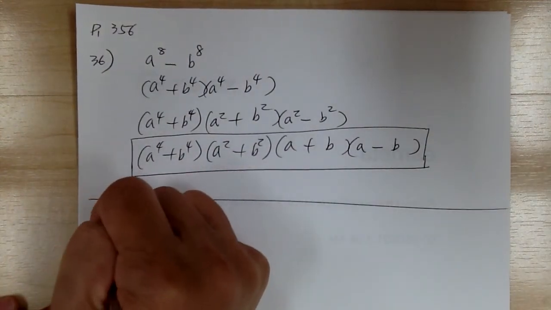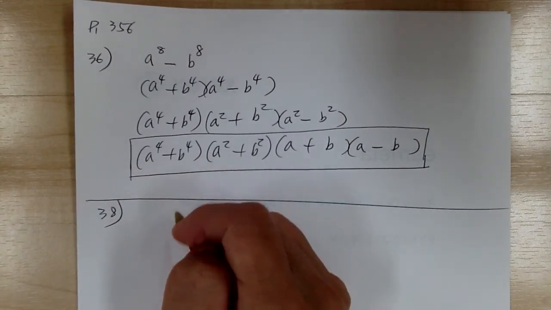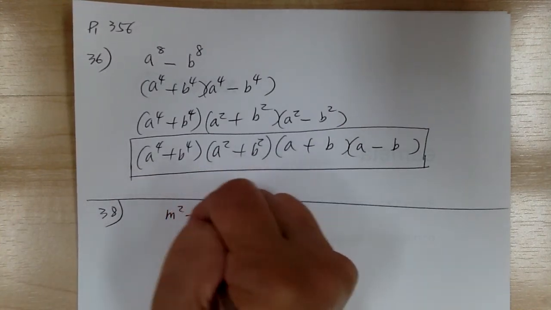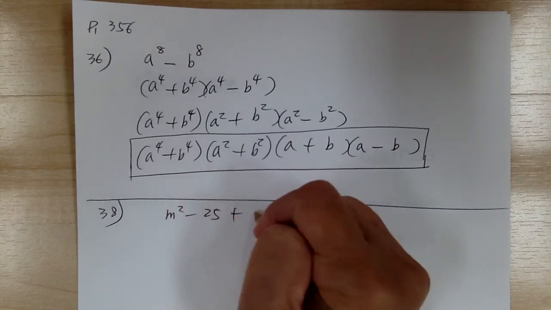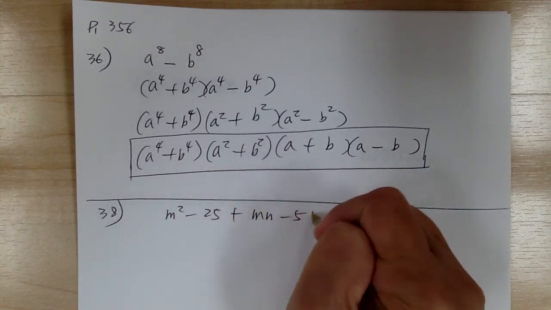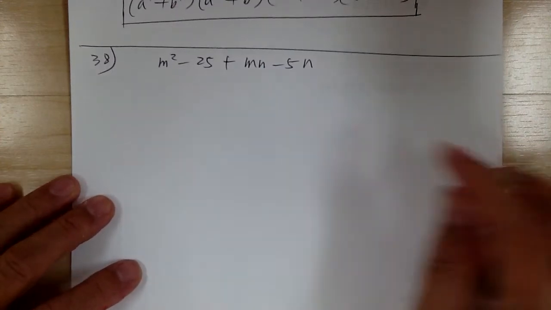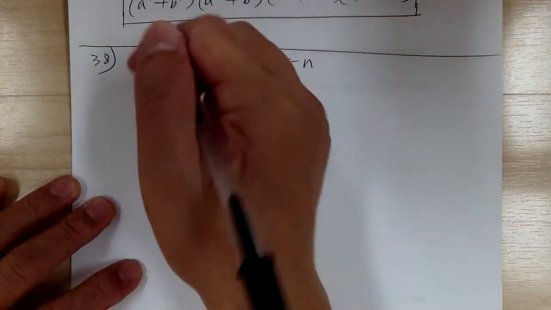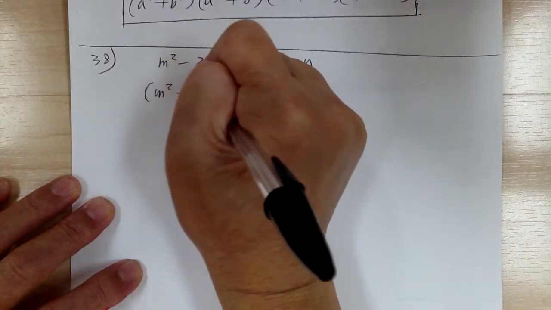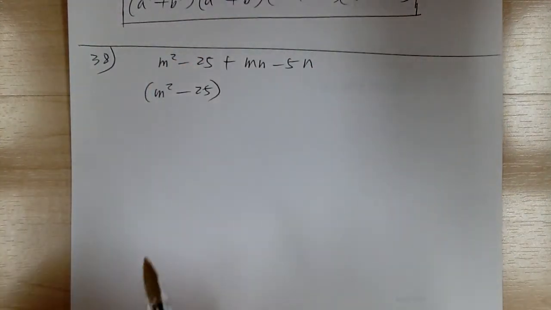Number 38. You got m squared minus 25 plus mn minus 5n. So again, step one, common factor, cannot. So step two, four terms, so you need to group them. So put a plus between the groups.